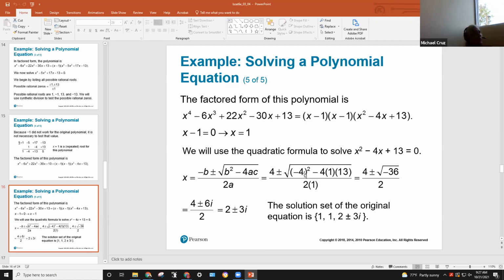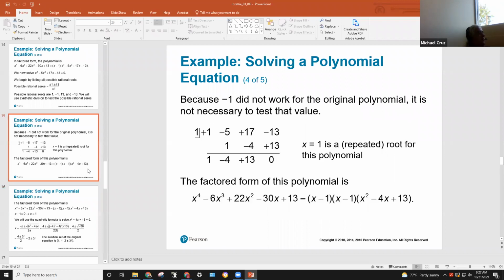Because once we put the -4 and the 1 and 13 in here, you end up with a negative inside, 36. So if you remember, the negative sign comes out as an i, and then you take the square root of 36. So that's how they get the plus or minus 6i. Just notice that here are two solutions, 2 plus 3i and 2 minus 3i. So they occur in pairs like that. And that can be helpful.